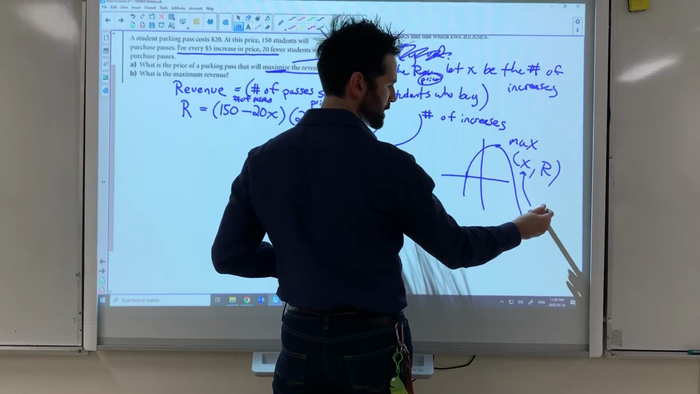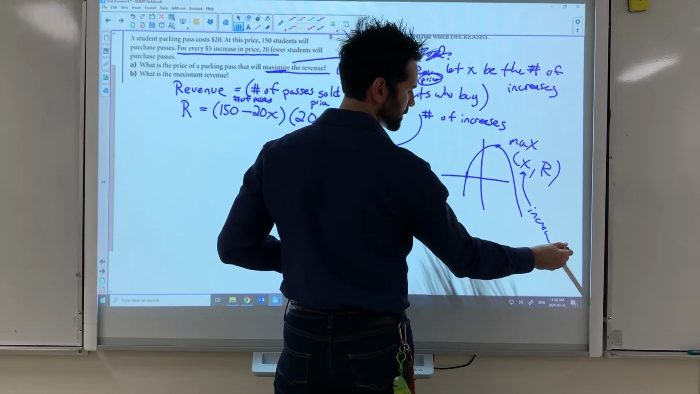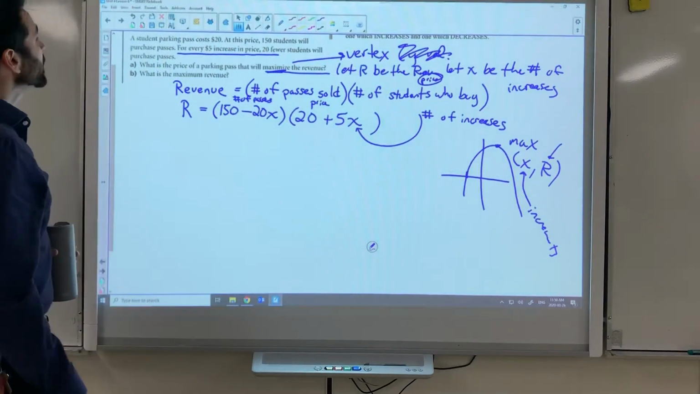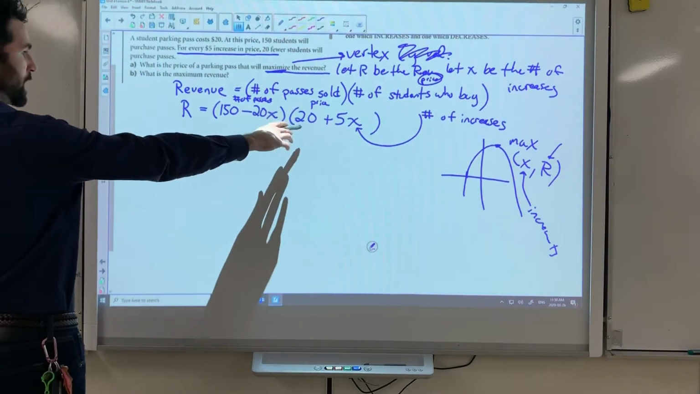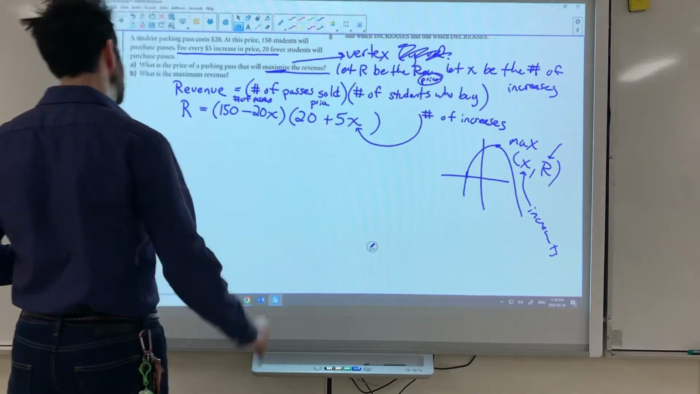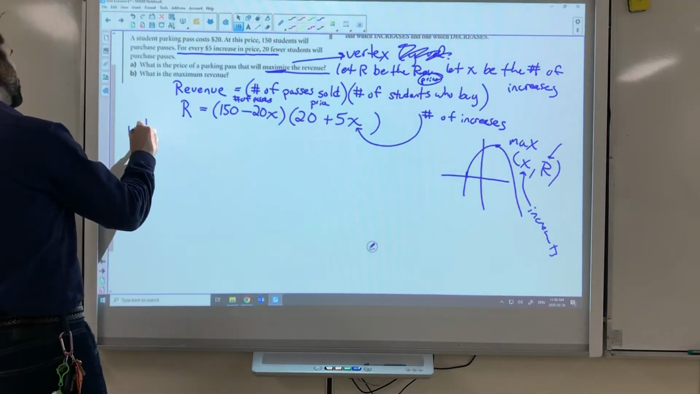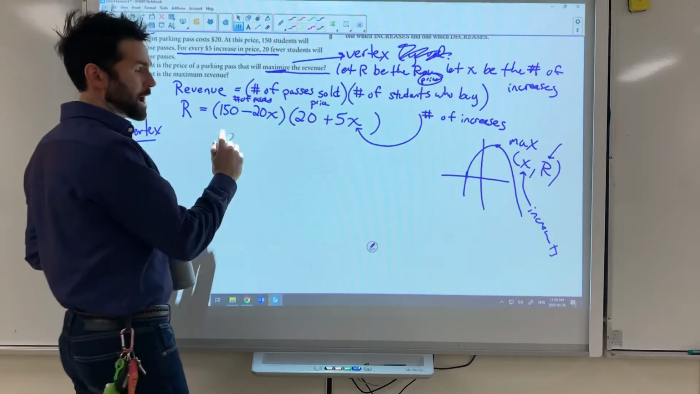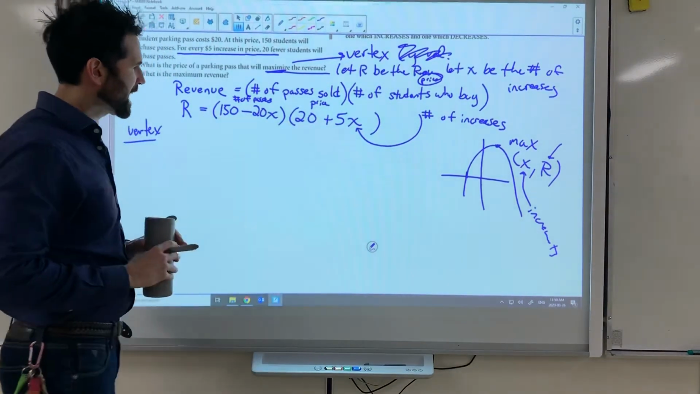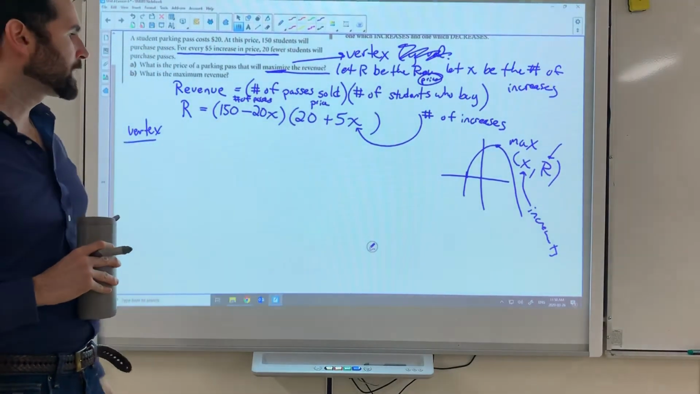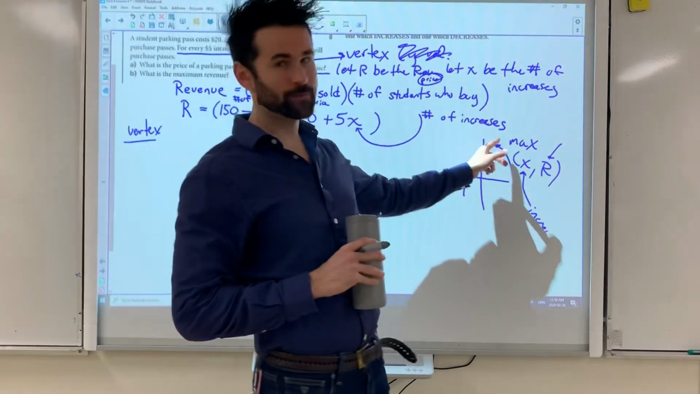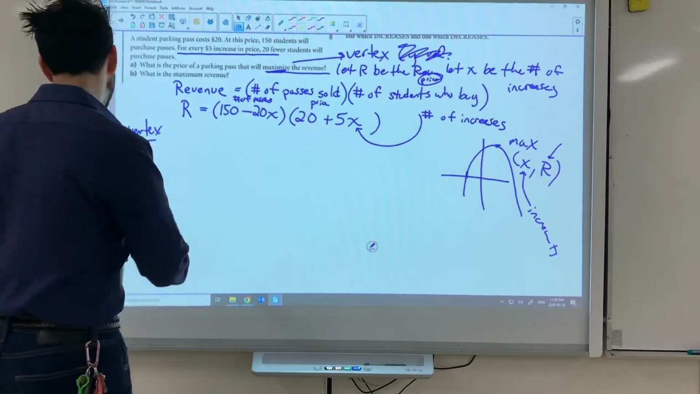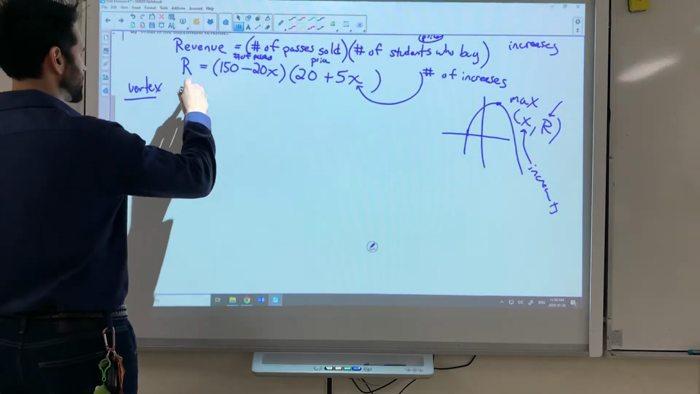So this is going to be the number of increments, and this is going to be how much money I'm going to make. So they are asking us for the actual price, so we need to figure out x. In other words, we need to know the vertex so that we can find x. Now, I'm not going to complete the square because I have this in factored form, and I can get the x value of the vertex by finding the x-intercepts and then using my formula, right? So let's go ahead and find those x-intercepts.